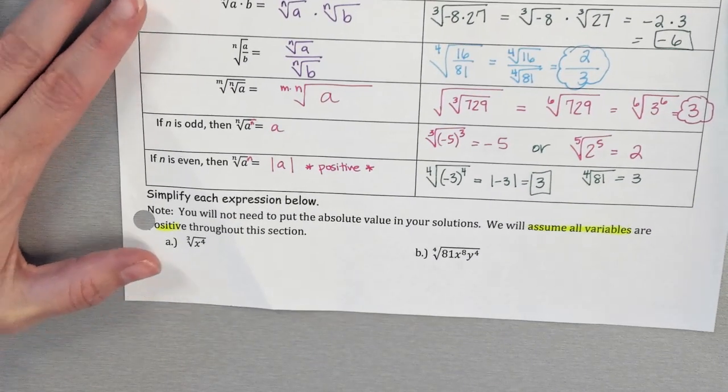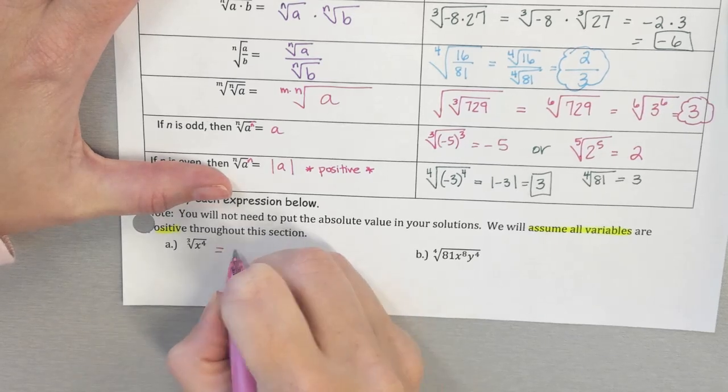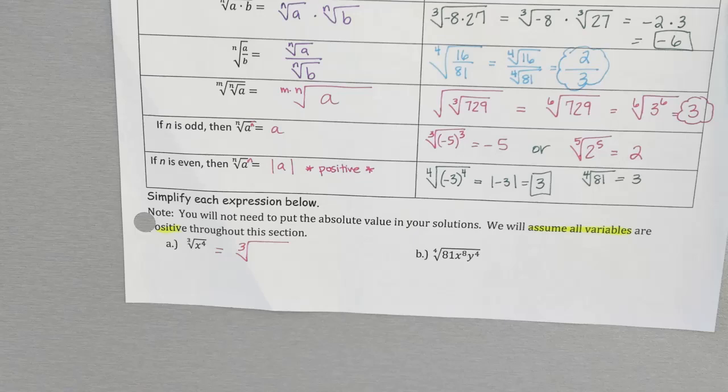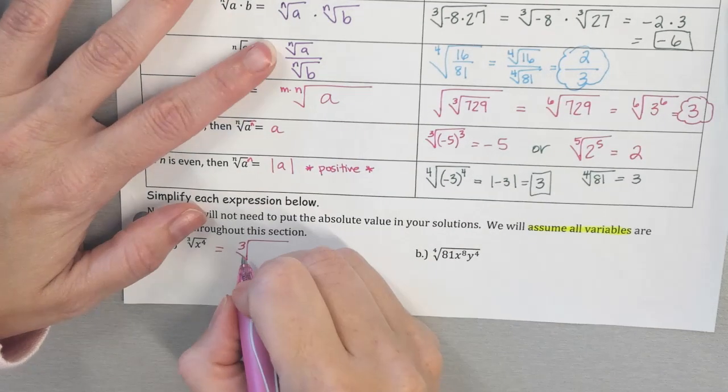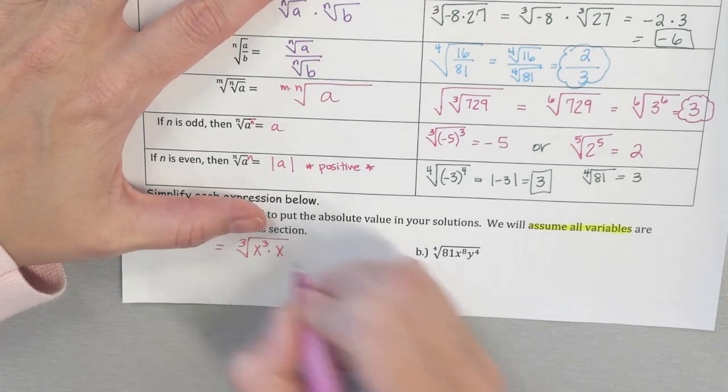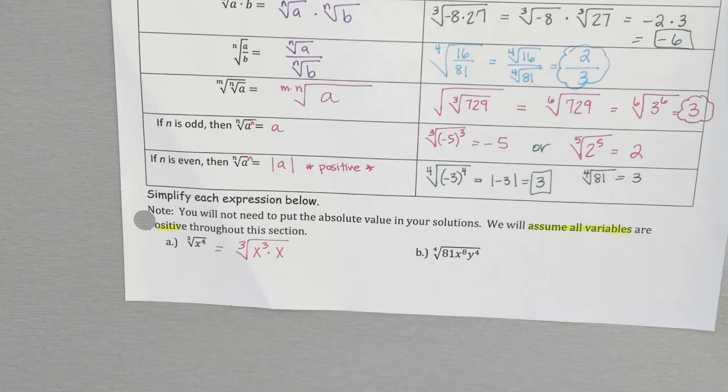two values. And yesterday we talked about our rules with exponents. So x to the 4th is the same thing as the cube root of x to the 3rd times x. Remember, if you're multiplying with the same base, what do you do with the exponents? You add them. So 3 plus 1 is going to be 4.